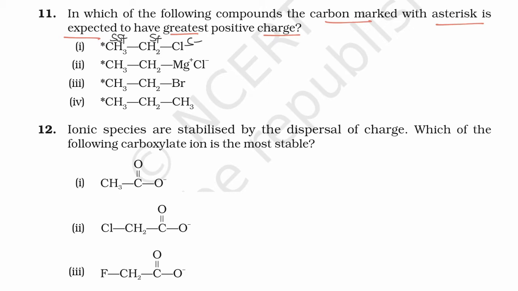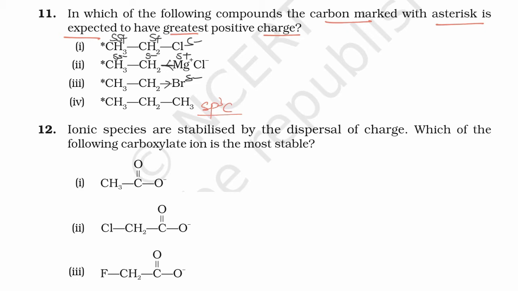Now in the second case, carbon is attached to magnesium. Magnesium is electron donating, so magnesium will acquire a partial positive charge, while carbon has a partial negative charge. In the third case, Br is present. Br is more electronegative than carbon, so Br will acquire a partial negative charge, and carbon will acquire a partial positive charge. In the fourth case, all atoms have the same electronegativity. They are all sp3 hybridized, so there is no distribution of charges.